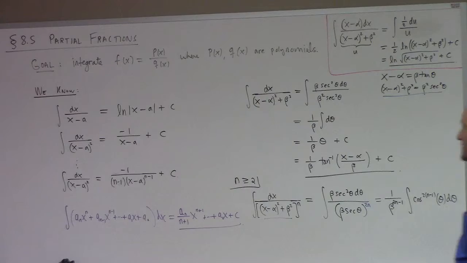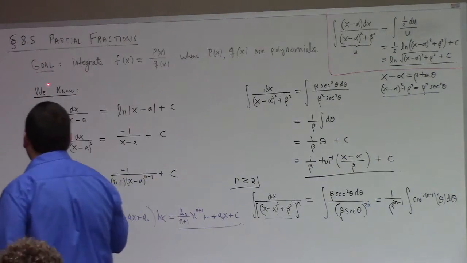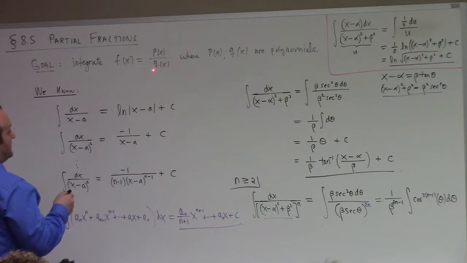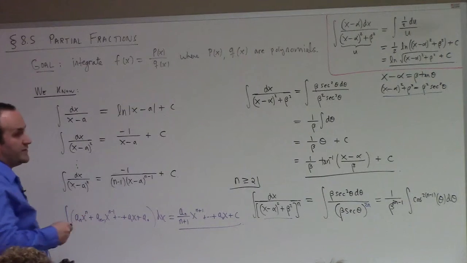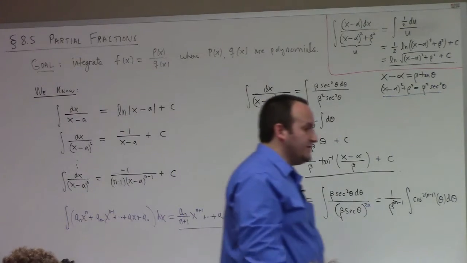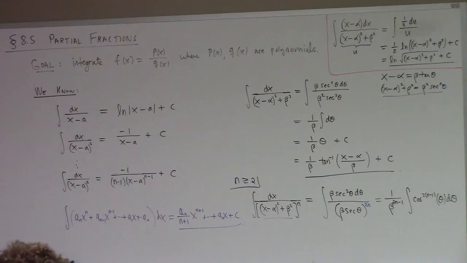The goal of partial fractions is to integrate f of x, where f of x is given by p of x over q of x. Here, p of x and q of x are polynomials. I am assuming, of course, that q of x is non-zero. So how do you integrate such a thing? That's the question. The technique of partial fractions decomposition gives an answer to that question, as we're going to see. Before I get to that technique, though, I need to remind you what we already know. What we already know is we know how to integrate what are called basic rational functions.